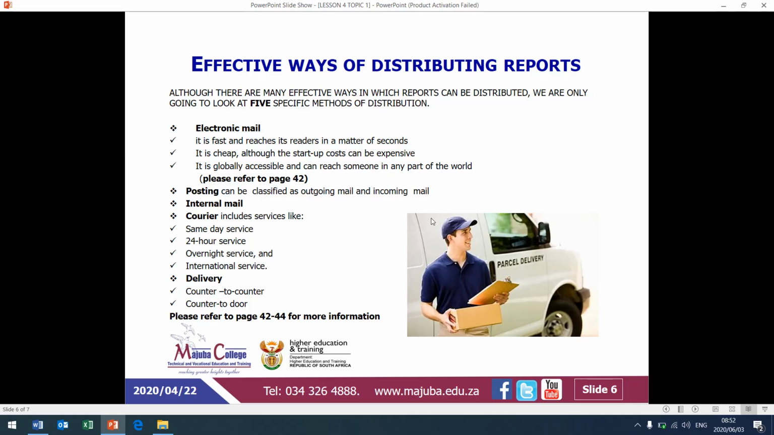Courier, as you can see, this is our courier guy. Okay, how does this courier service work? You've got same day delivery, you've got 24-hour service, you've got overnight, you've got international service as well. And then when it comes to delivery, we've got a whole lot more. Please refer to page 42 to page 44 for delivery. I've only mentioned 2, but there are 2 more that you have to look out for on page 44, which is door to counter and door to door.